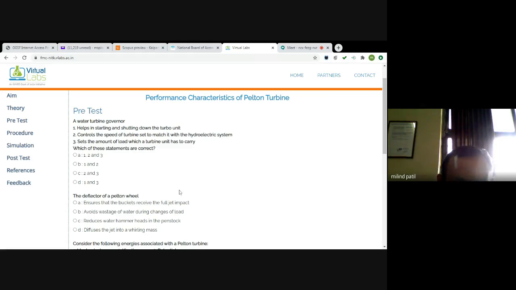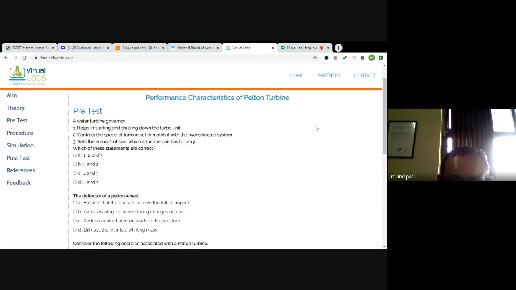Coming back, which is the correct answer? One and two is the correct answer. It helps in starting and shutting down the turbine unit, and most important, it controls the speed of the turbine, to match it with the hydroelectric system.